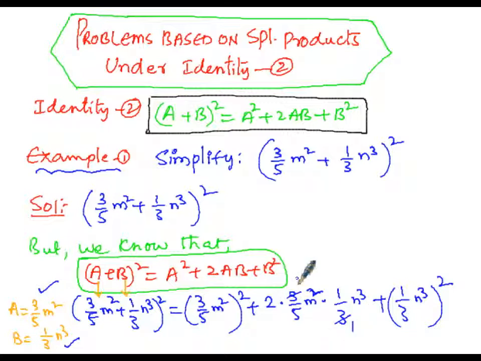they get cancelled, 3 ones in the denominator and 3 ones in the numerator. Then the next logical step will be: the square is applicable for both 3/5 as well as m square. Similarly in the last term, square is applicable for both 1/3 as well as n cube. So now the next logical step: 3 square, 3 is repeated twice, 3 square is 9 in the numerator, and 5 square, 5 5 is 25 in the denominator.